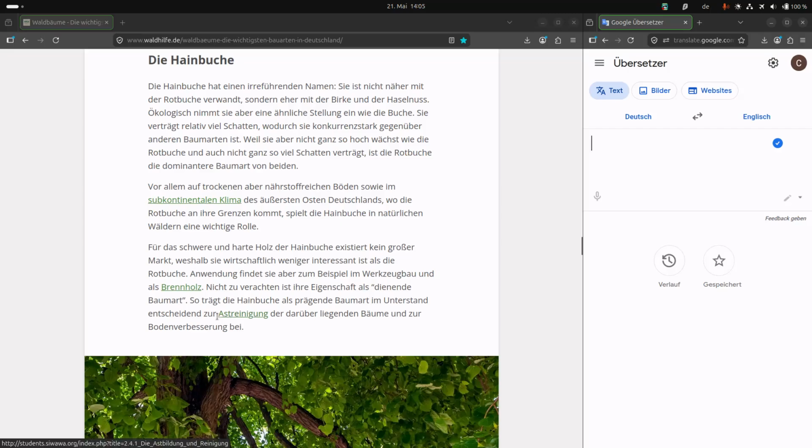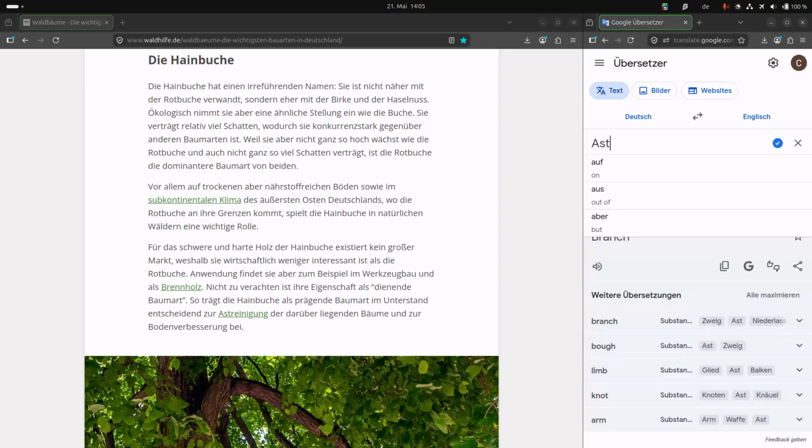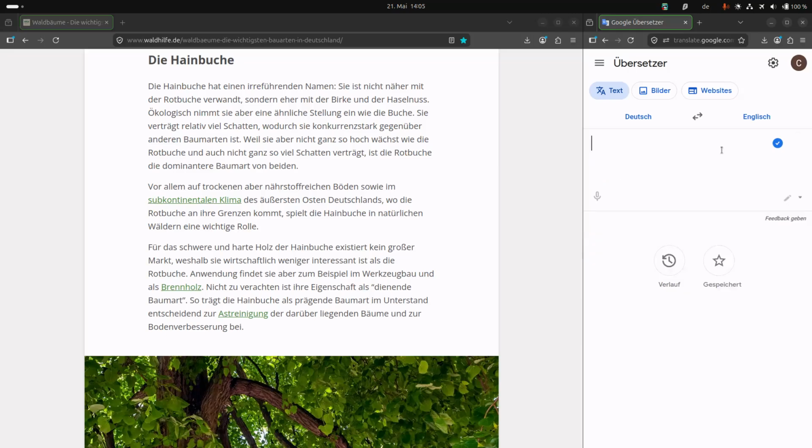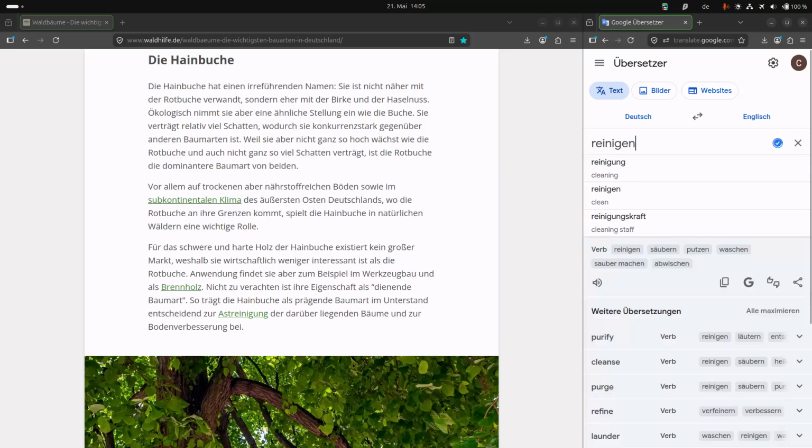To the Ast, which means, what was it again? Branch, I believe. Yeah, branch or limb. Astreinigung. That's derived from the word reinigen, which means cleaning. Yeah, or cleanse. So the cleaning of the branches der darüber liegenden Bäume und zur Bodenverbesserung bei. Der, of the darüber, above, liegenden.